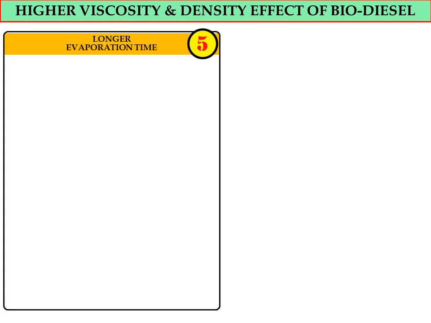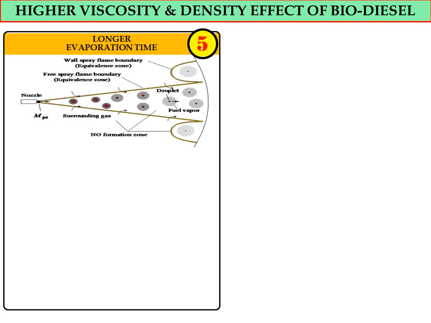Okay, higher viscosity and density effect of biodiesel fuel. Effect number 5. These properties will cause longer evaporation time. As we can see in the figures, the figure shows the characteristic of droplet evaporation during spray formation in the combustion chamber, where we can see that the diameter of the droplet is reduced due to the evaporation.